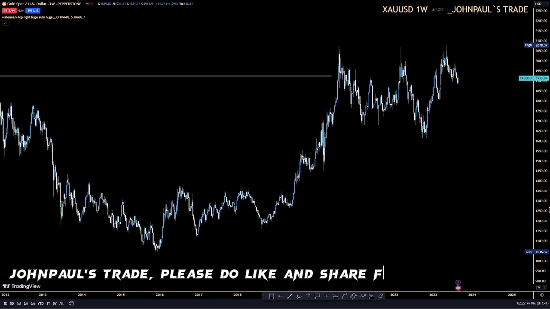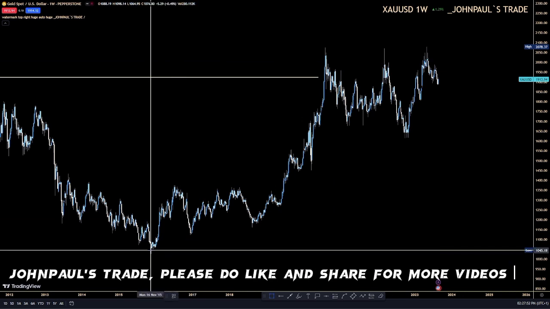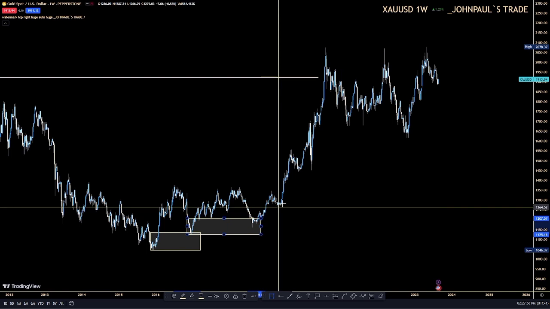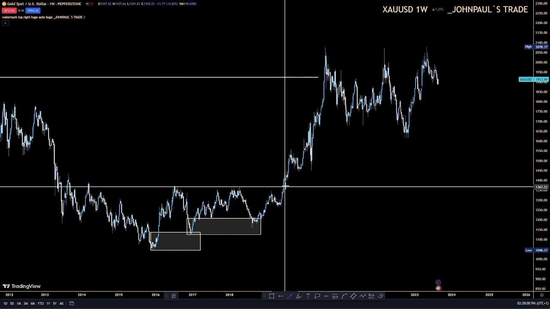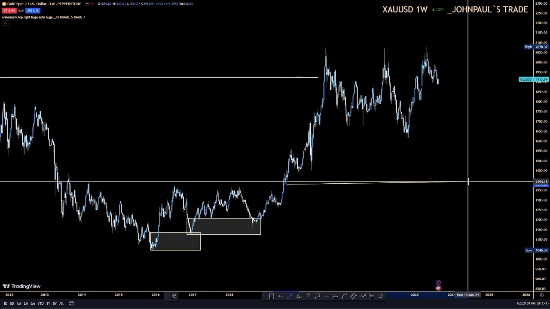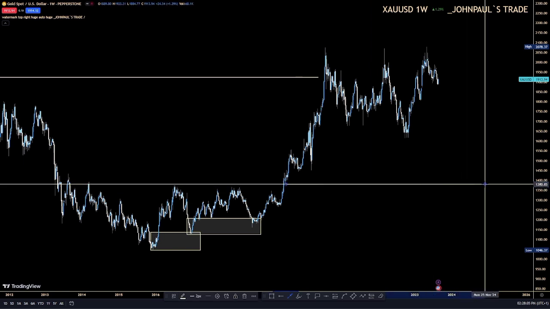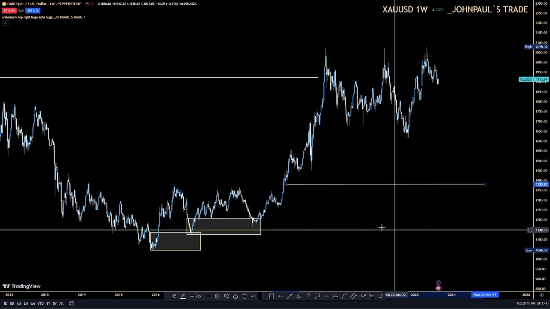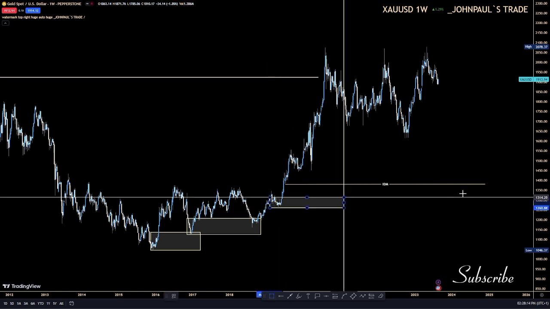All right, so before your analysis, you must make sure you go to your higher time frame. As you can see, we are on the weekly time frame on Xauusd. As we are on the weekly time frame, we are about to mark out our structure. We are on a bullish trend in gold on the weekly time frame. So you mark out your structure, you mark out your inducement low.